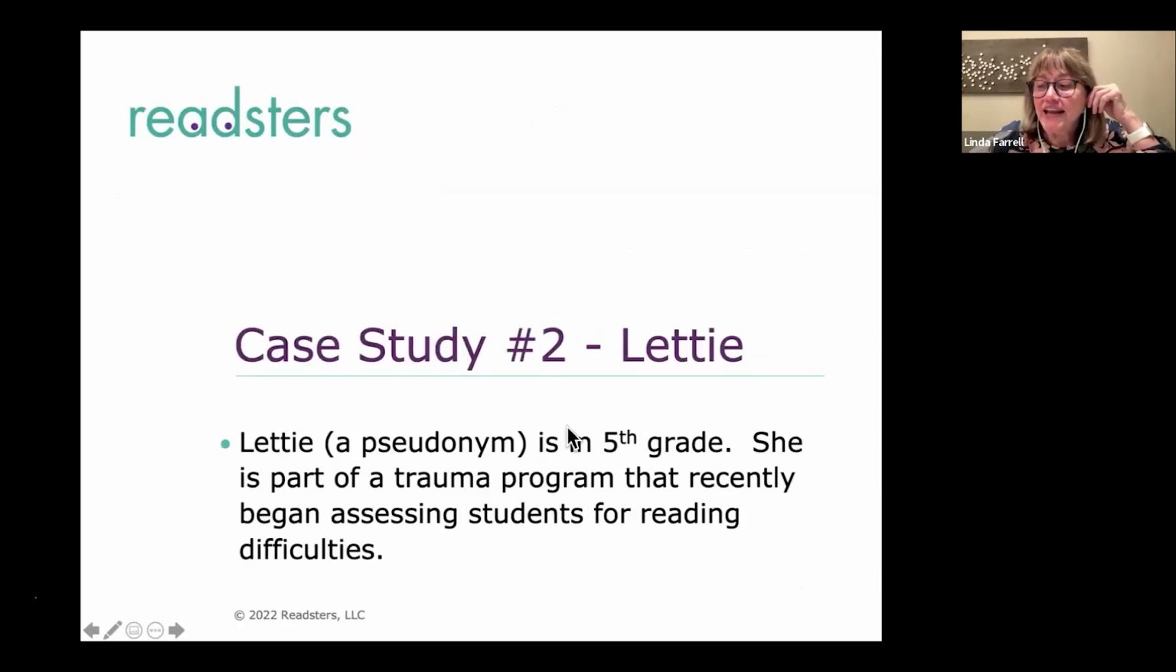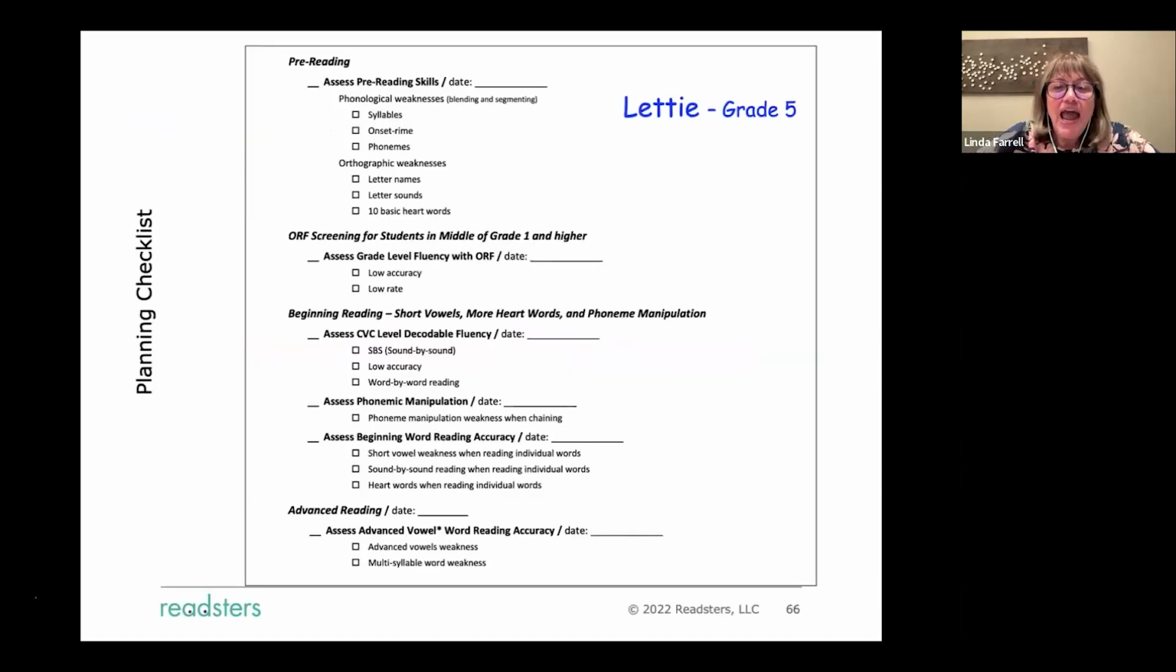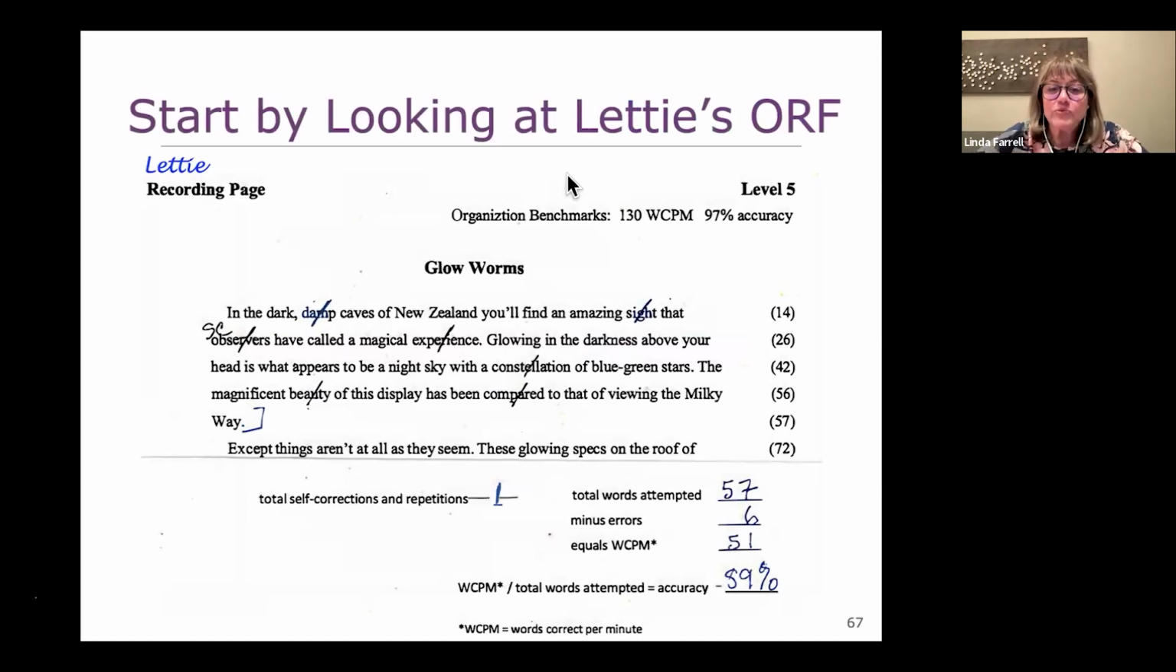So let's get quickly to case study number 2, Letty. Letty's in 5th grade. We just met Letty last year, so we don't have outcomes, but I wanted to show you a 5th grader. How do we go about analyzing a 5th grader? Well, she's in 5th grade, so we're not going to start with pre-reading. We're going to start by doing an oral reading fluency screening with grade level material, and we did that in October. We just had her read a grade level passage, and here's what she did.